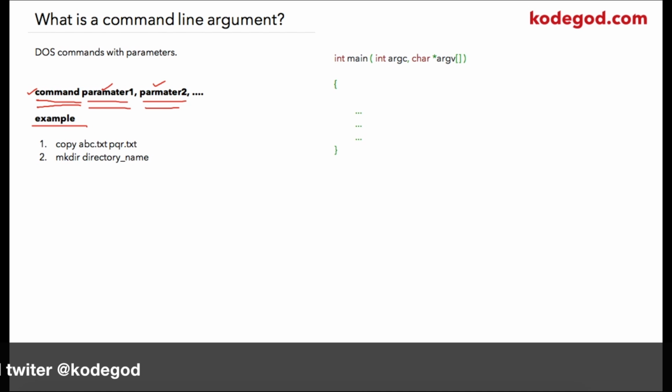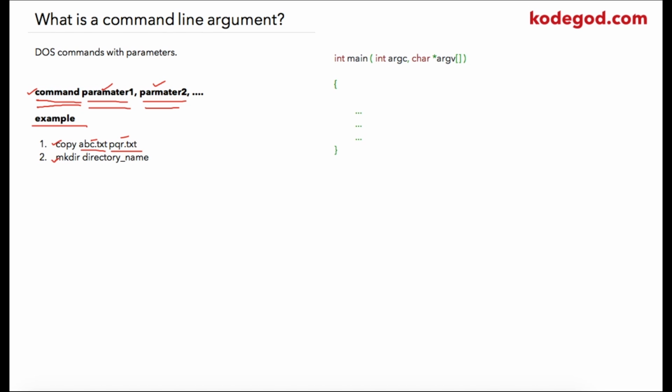A few examples of command line arguments are the copy command and the mkdir command. So while using the copy command, I am writing two parameters, abc.txt and pqr.txt. So these are nothing but my command line arguments. Similarly, in case of mkdir, we are passing a directory name which will be created. So the directory name is a command line argument.